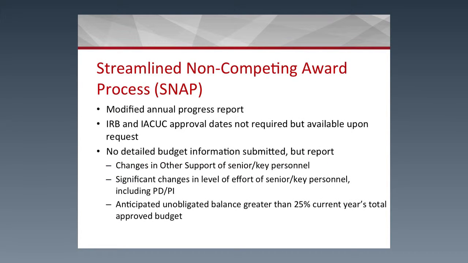For the SNAP or streamlined non-competing process, this is a modified annual progress report. IRB and IACUC approval dates for human subjects and animal subjects research are not required, but should be available upon request. Also for the SNAP progress report, you're not required to submit any information related to budget. However, as part of the SNAP progress report, you will provide information about any changes in other support for your key personnel, any changes in level of effort, particularly for key personnel or a principal investigator, and you will also report any significant anticipated unobligated balances.